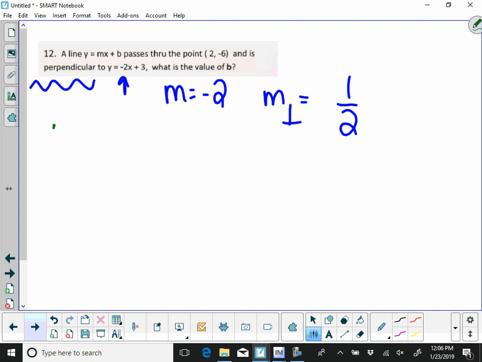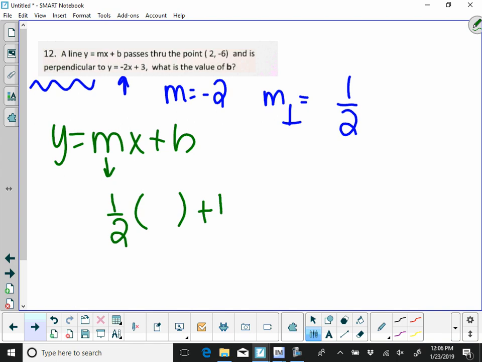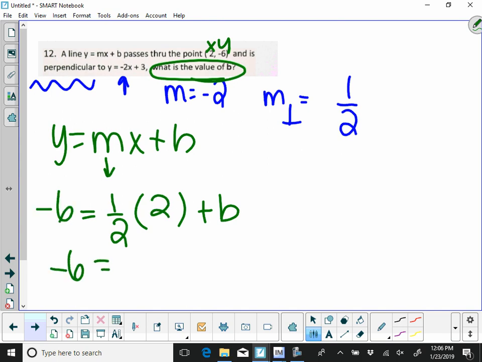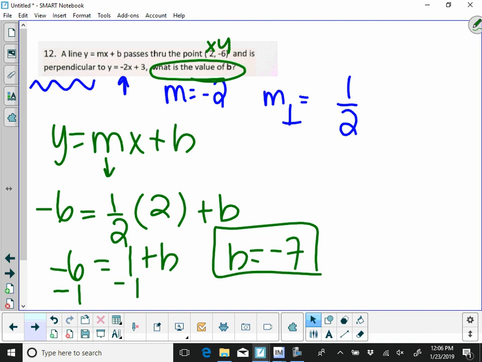So in y equals mx plus b, our m is now going to be 1/2. We're looking for b because they're asking you what is the value of b. We can get our x and our y from our point. So x is 2 and y is negative 6. So what is half of 2? That's 1. Subtract your 1 and b would equal negative 7. So that's if they're perpendicular. Remember, you flip it and change its sign.